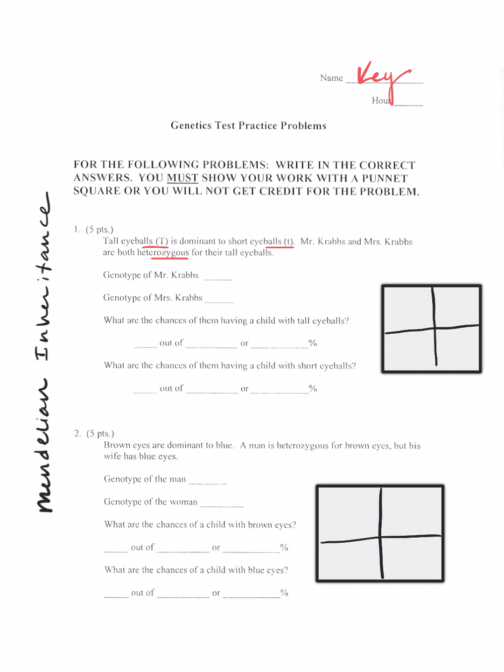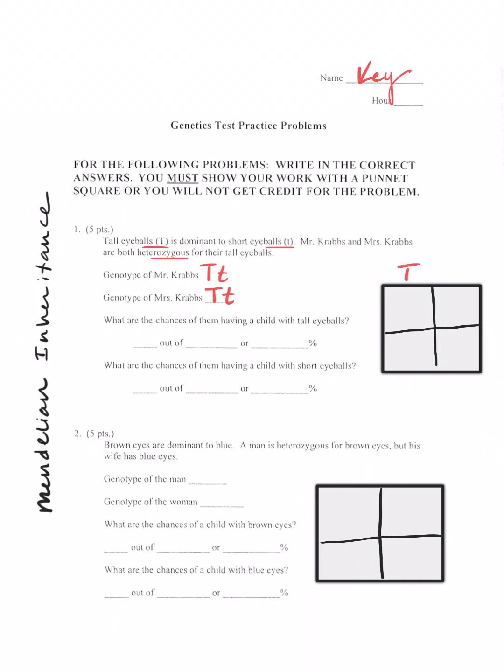And that means that the genotype for Mr. Crab is going to be capital T, lowercase t, because that's a heterozygous genotype. And since they're both heterozygous, Mrs. Crab will also be capital T, lowercase t. The next thing we need to do is create a Punnett square that shows this cross.